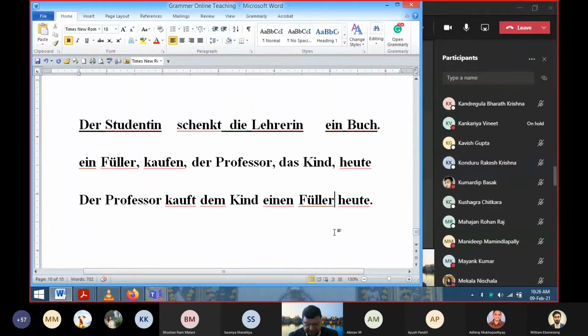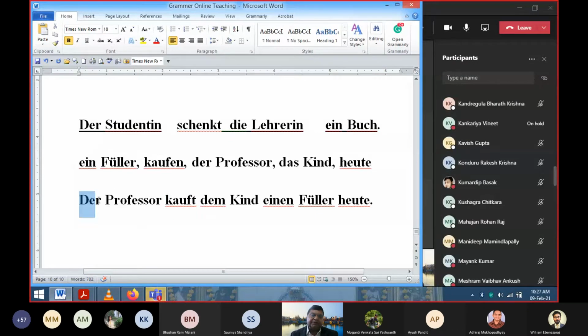Sir, can heute also come anywhere in the sentence or at the end? You're right. Heute you can put in the beginning of the sentence also, but the condition is that the verb must be at the second place. This kauft is the verb form. So you can rewrite the sentence: heute kauft der Professor dem Kind einen Füller. This is also possible. But the rule is that the verb must occupy the second position.